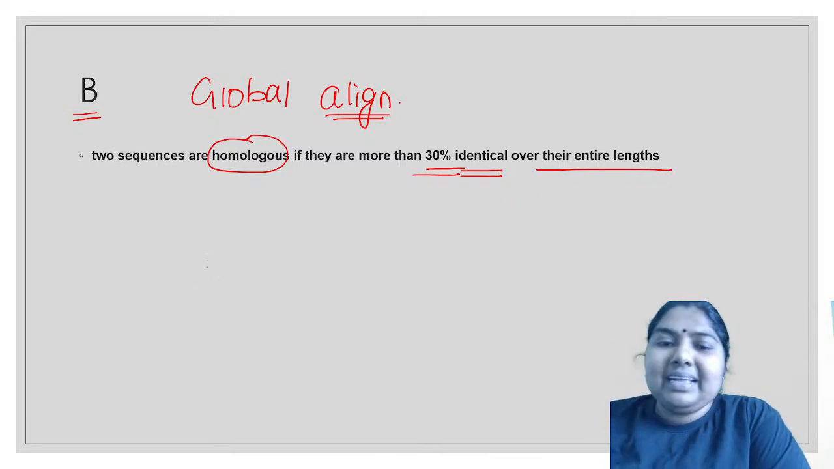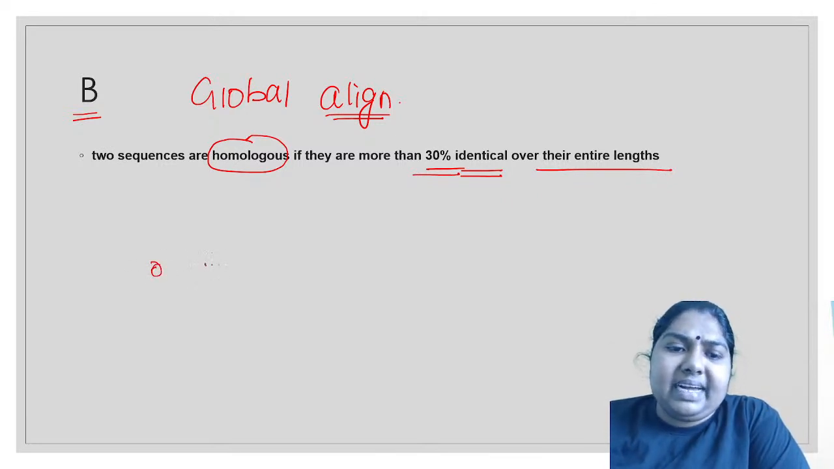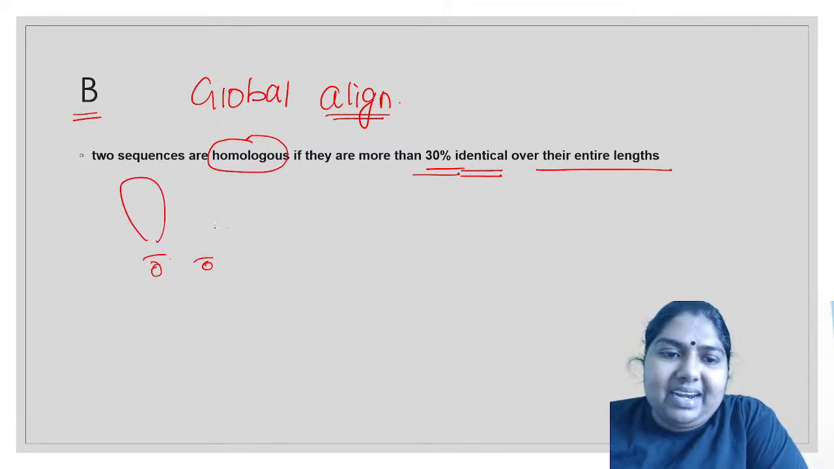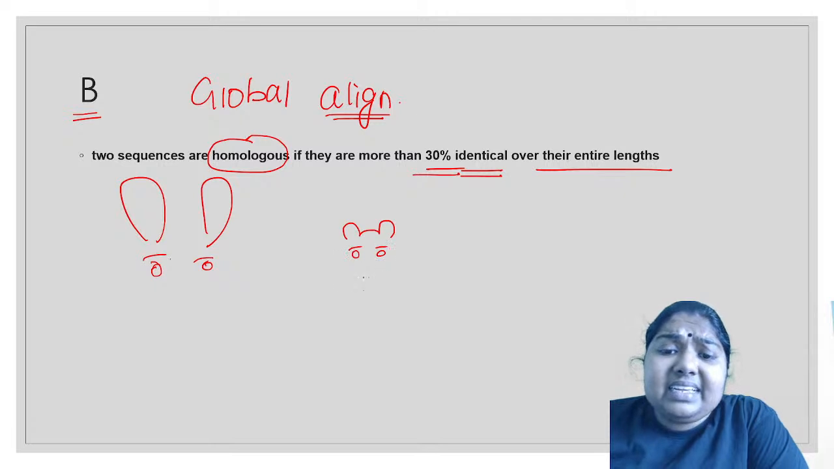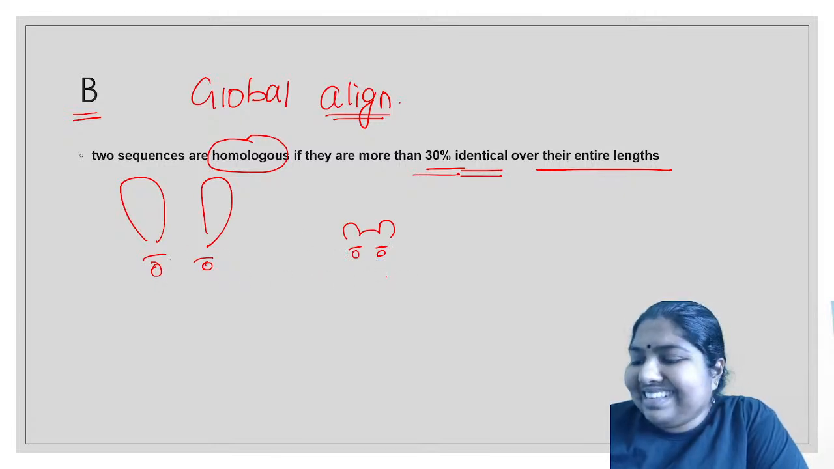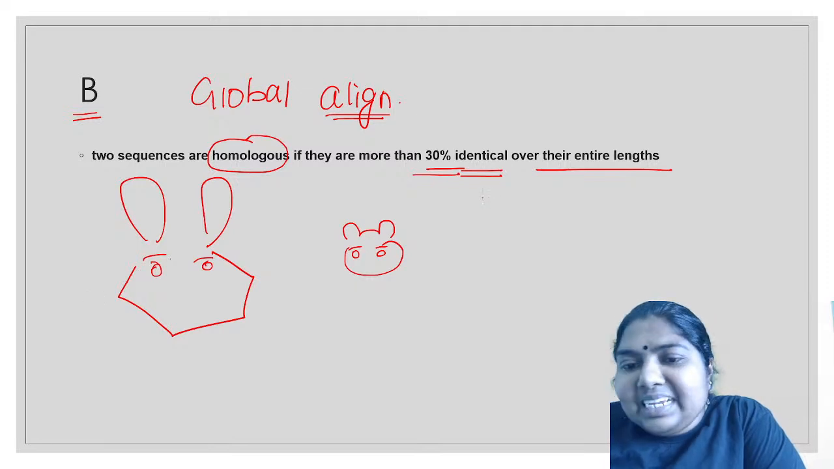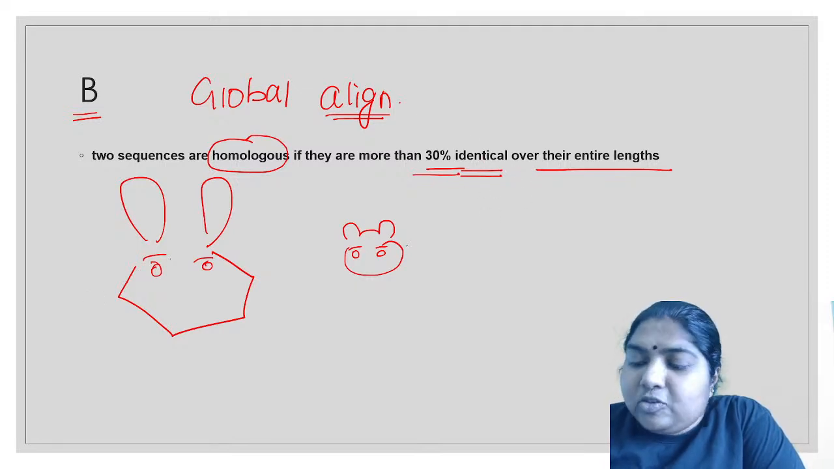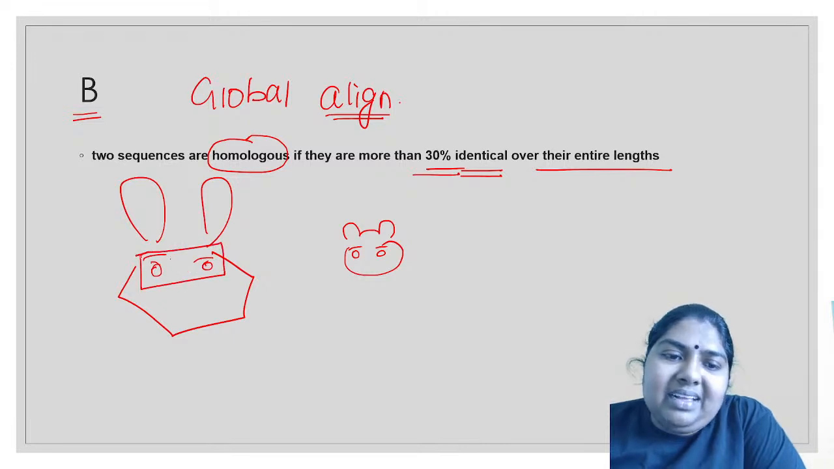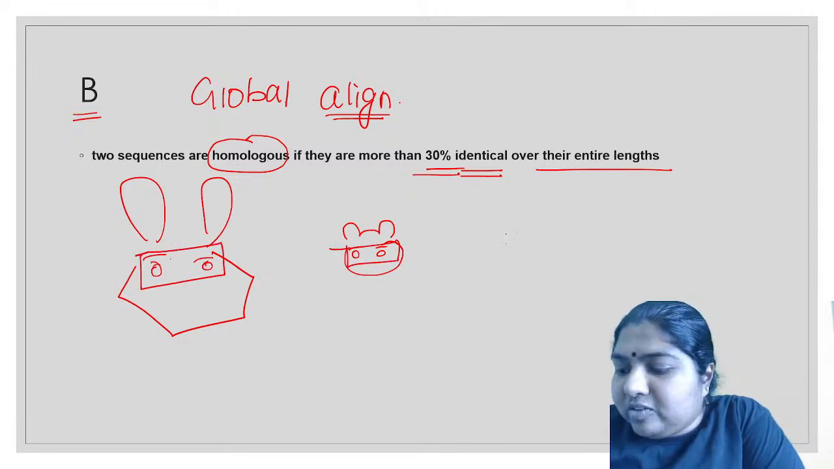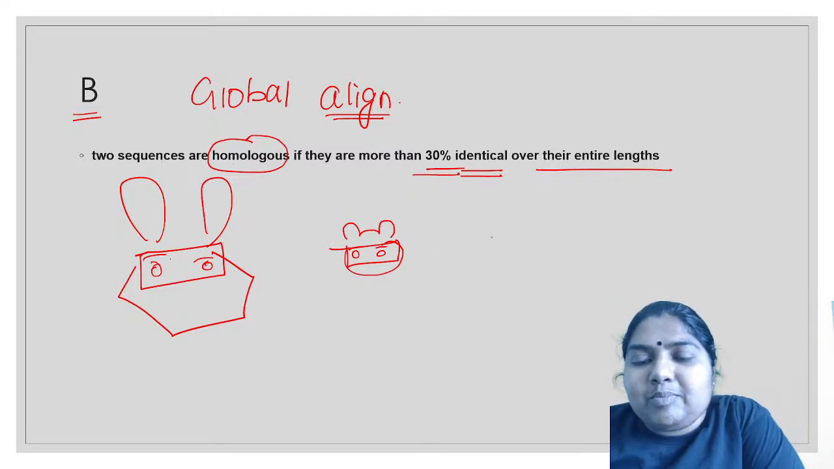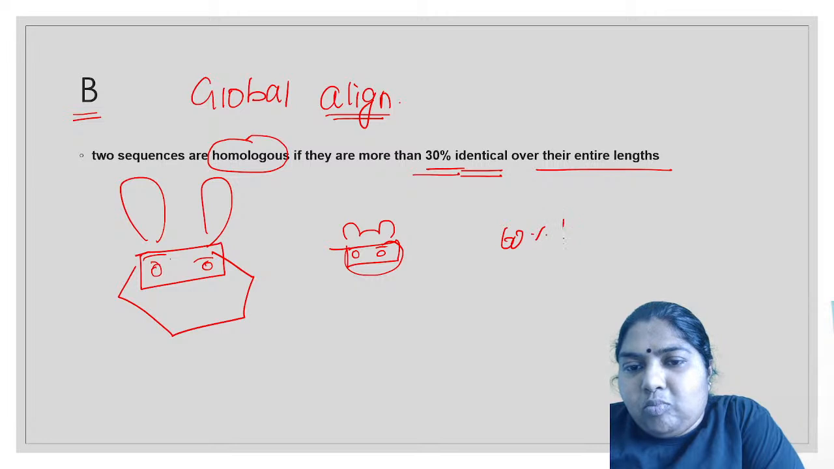For example, these organisms, I and I are equal, but all the features are different. It has an ear like this, this fellow has an ear like this. Can you call them homologs? Maybe not. This has a face like this, this has a face like this. So minimum 30% should be identical. If I take only this region, these eyes and these eyes, maybe these two eyes alone I check, it will show like 60% homology.